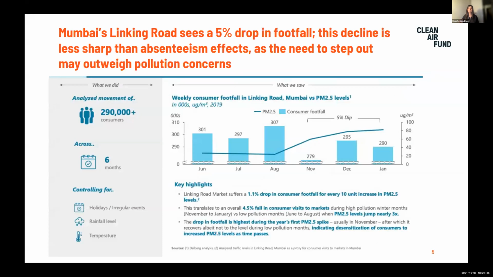The other direct correlation we found was around consumer footfall, and we looked very closely at Mumbai's Lincoln Road and found that there was about a 5% drop in folks coming out to the market on pollution days. We also saw a direct correlation of higher concentration of PM2.5 levels and decreased market activity. And we surveyed about 290,000, almost 300,000 people to get to this finding.